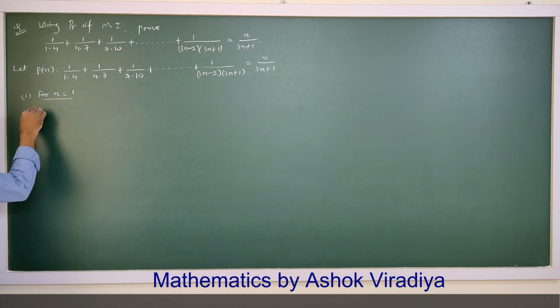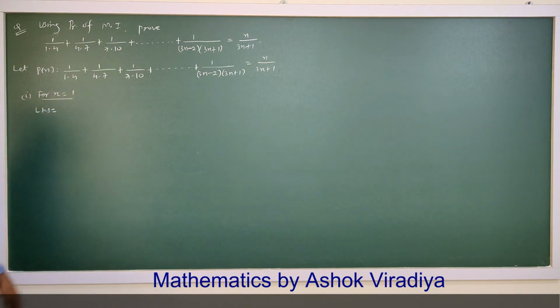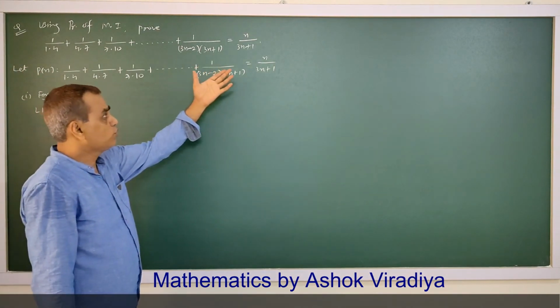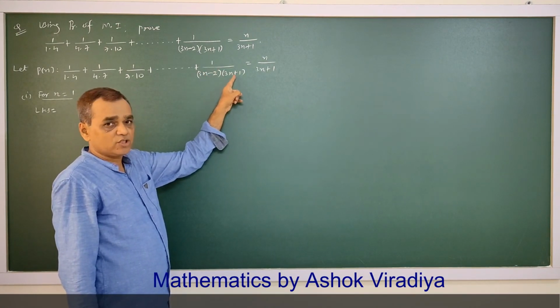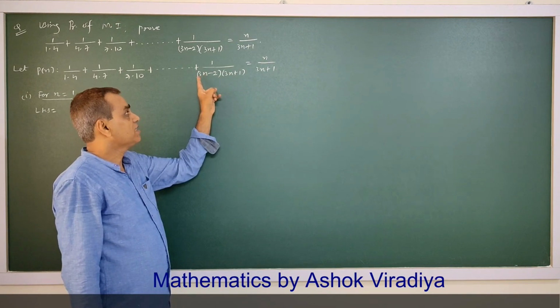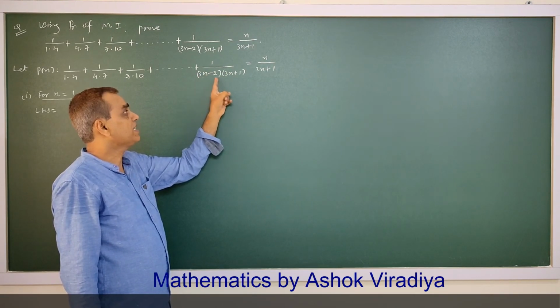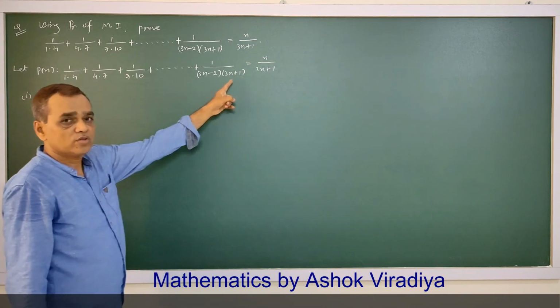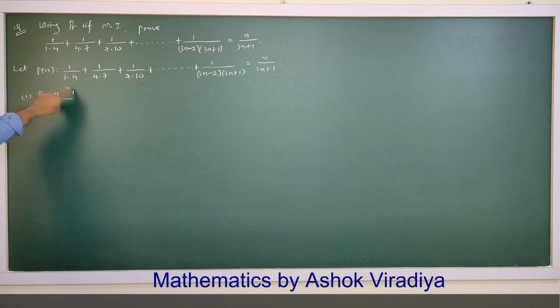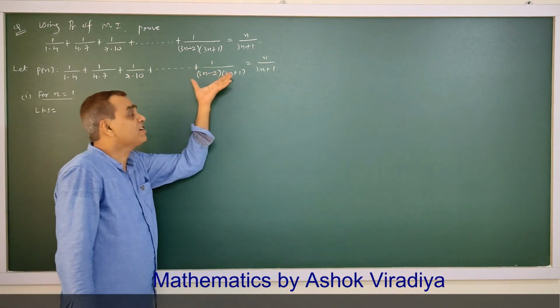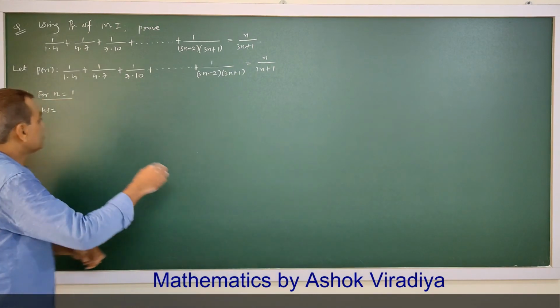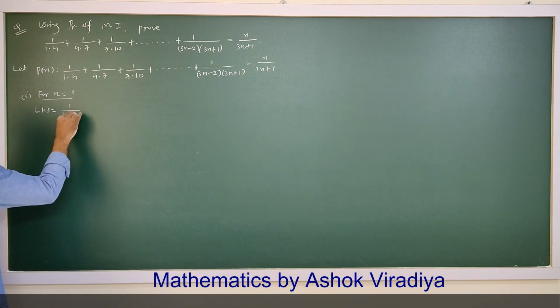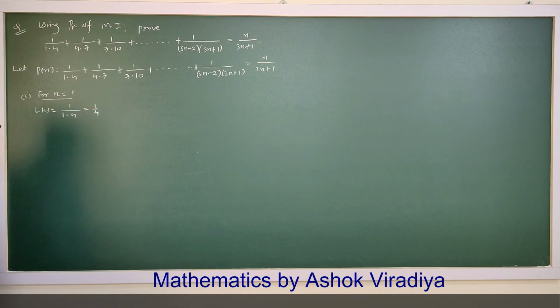For n equal to 1, the left hand side is, beginning from this number, we continue up to a number which is obtained by n equal to 1 here. If you keep n equal to 1, this will be 3 minus 2, 1 into 4. So beginning from 1 upon 1 into 4, we continue till 1 upon 1 into 4. So the beginning is itself the ending. So the left hand side is 1 upon 1 into 4, so it is 1 by 4.